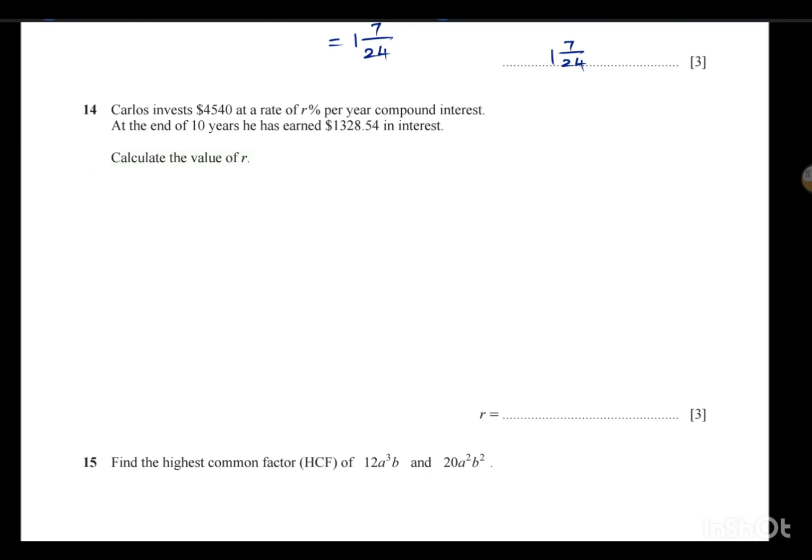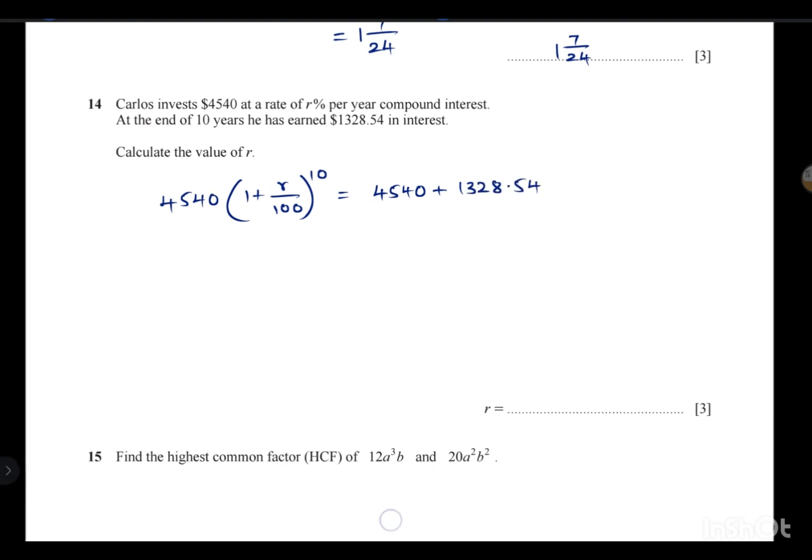So using the compound interest formula, principal multiplied by 1 plus R by 100 whole raised to 10, where 10 years is the tenure, is 4,540 plus the interest which he got. Then to find R, now we have to bring all the known terms to the right hand side. So I'll bring 4,540 here, so it will be divided.